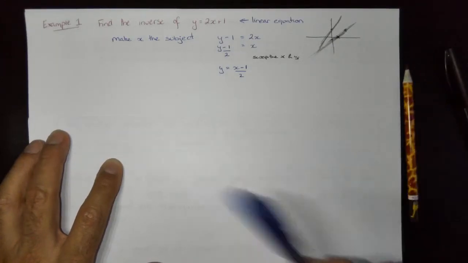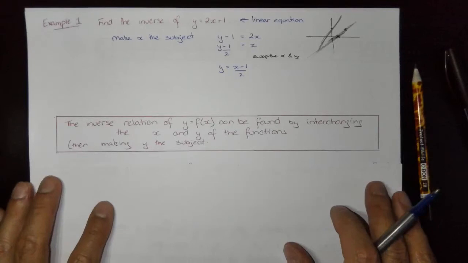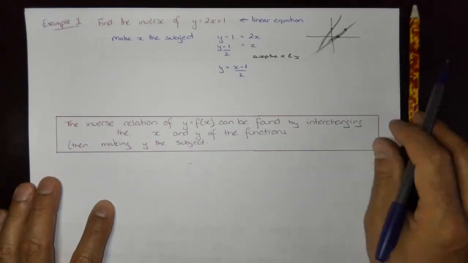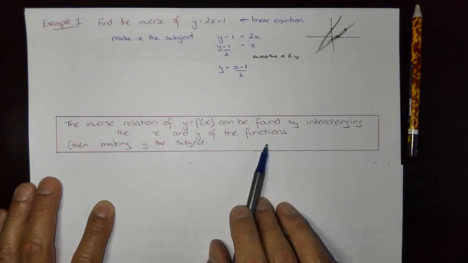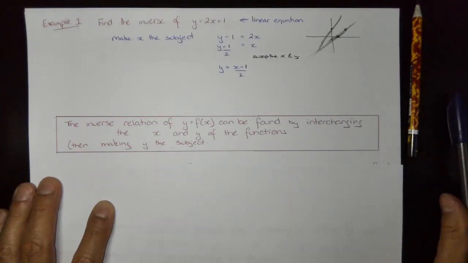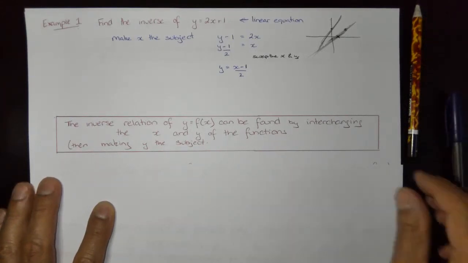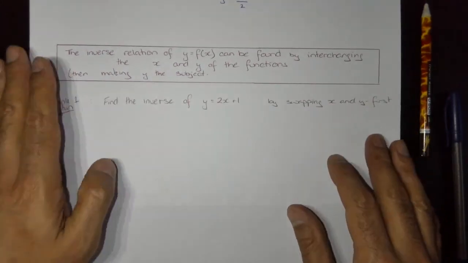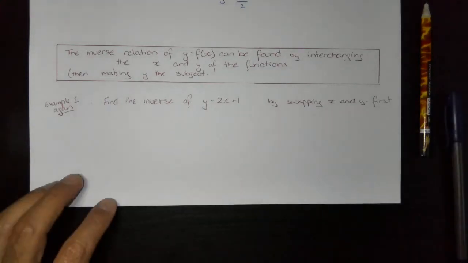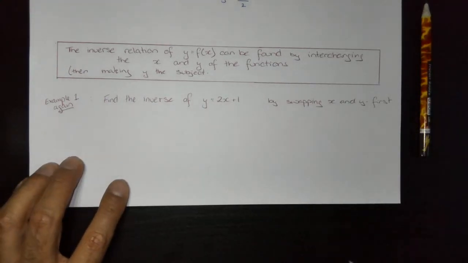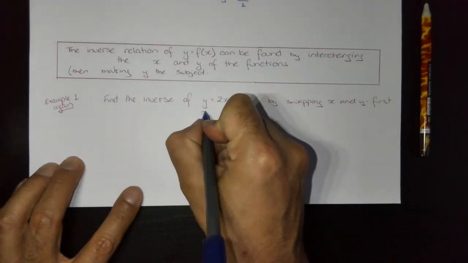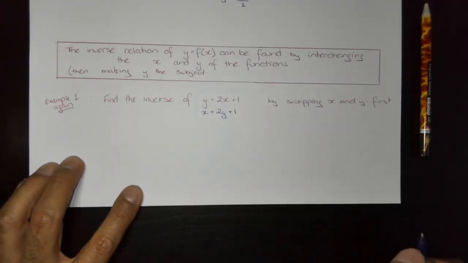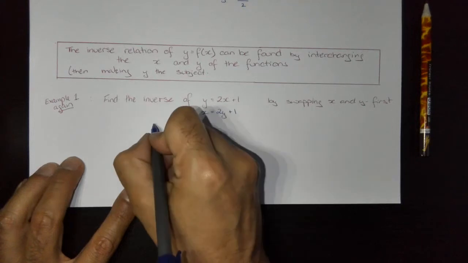Okay. So our syllabus has this statement. The inverse relation of y equals f of x can be found by interchanging the x and the y of the functions, and then making y the subject. And that's usually an easy way to do it first. So we want to find the inverse of this again by swapping x and y first. We're going to swap it, so that y becomes x, that x becomes y, and what we're now going to do is make y the subject.